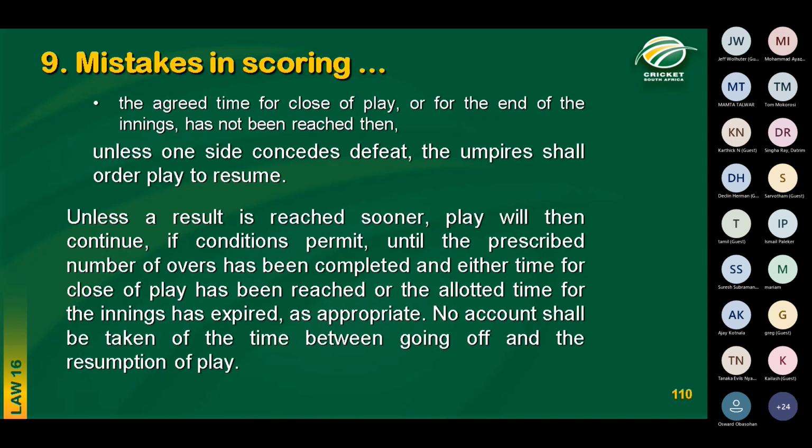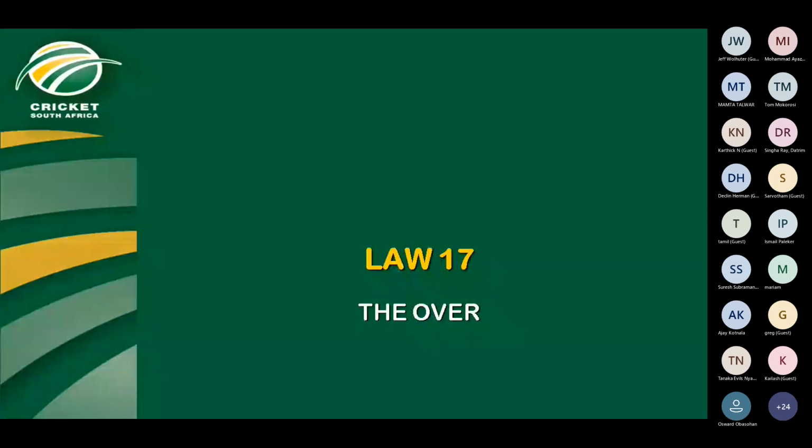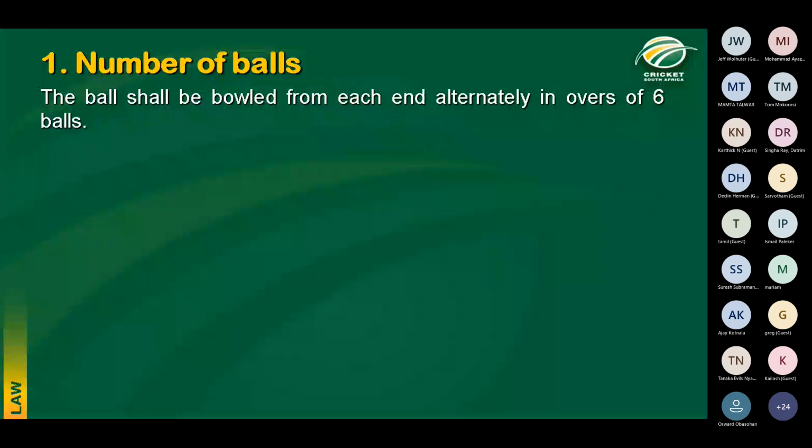And my last law for the evening, the over. The ball shall be bowled from each end alternately in overs of 6 balls. I know back in the past there used to be 8-ball overs. Now the law says overs will comprise 6 valid balls.